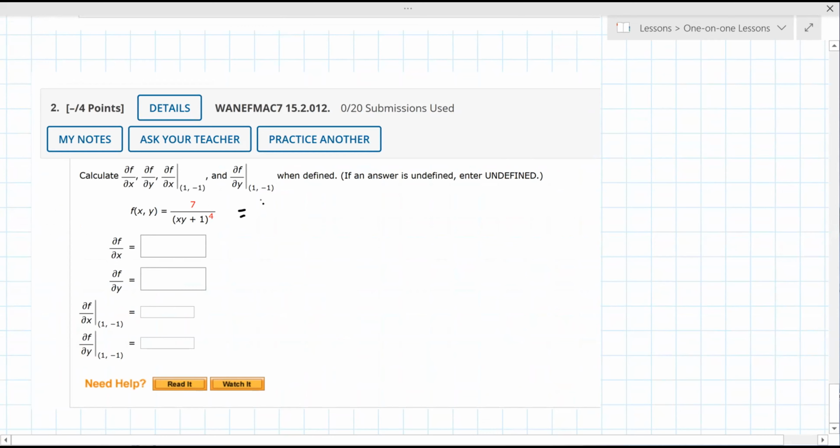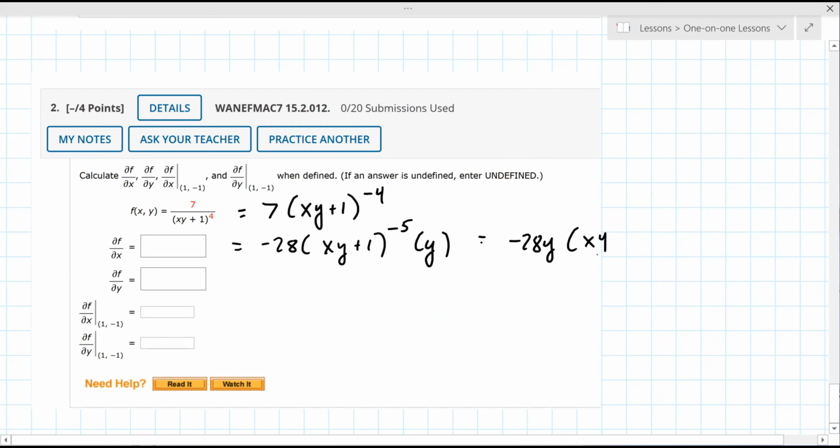So this is rewritten as 7(xy plus 1) to the -4 power. So the derivative of this with respect to x, it's power rule. So you bring that -4 down. That's -28(xy plus 1) to the -5 power. Then you go inside here. So if it was just xy plus 1, the derivative of x is 1, but there's a y with it, so the y stays there. The derivative of 1 is 0. So this becomes -28y(xy plus 1) to the -5 power.